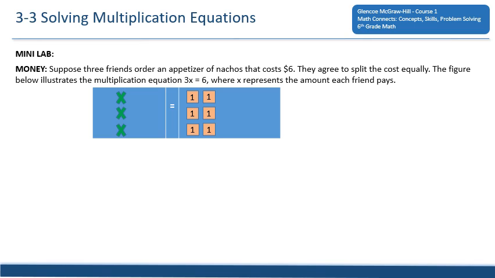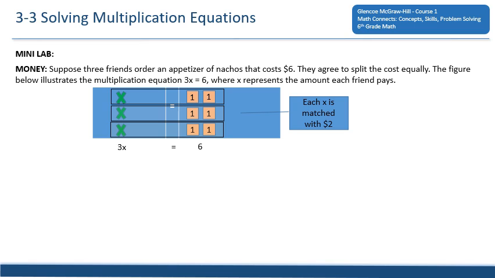Suppose 3 friends order an appetizer of nachos that costs $6. They agree to split the cost equally, and the figure below illustrates the multiplication equation 3x equals 6, where x represents the amount each friend pays. So 3x, because there's 3 x's, equals 6. And I match each x with 2, and that breaks up 6 equally. x equals 2, right?